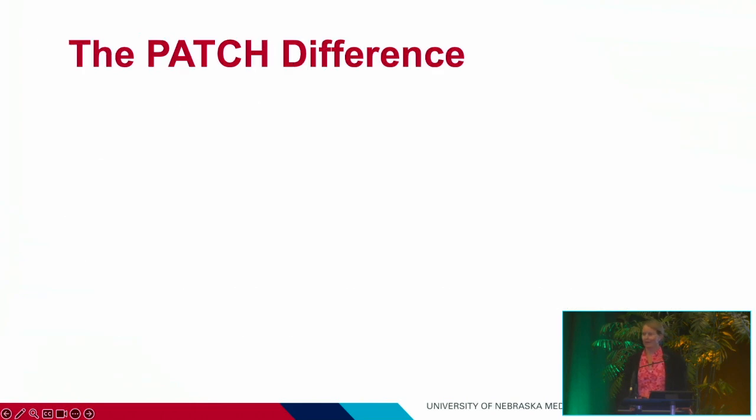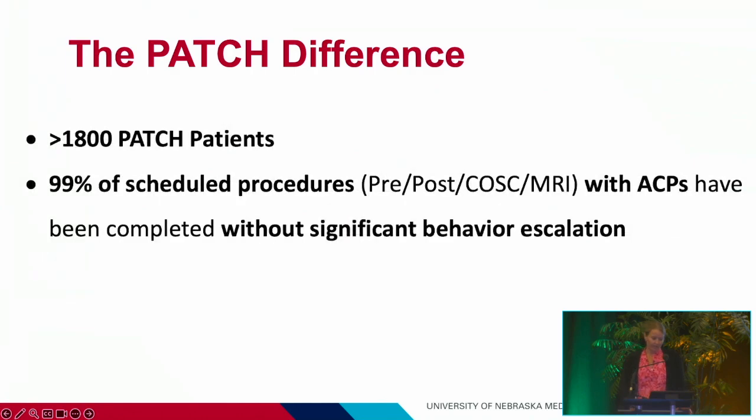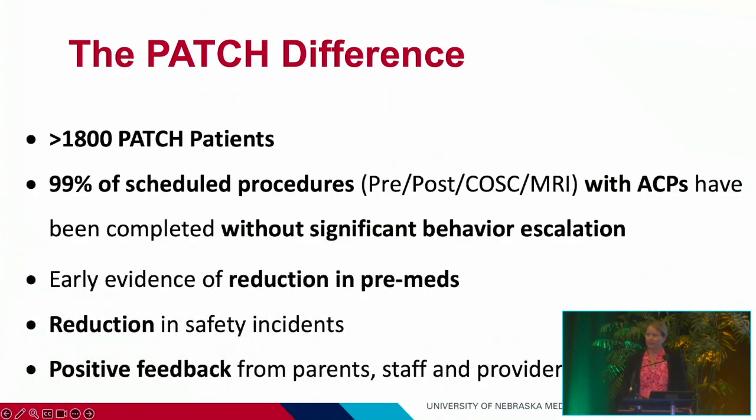So what difference has this program made? We've taken care of over 1,800 patients on the PATCH program at our hospital. 99% of scheduled procedures with adaptive care plans have been completed without significant behavior escalation. Early evidence shows a reduction in pre-meds. I think we've definitely seen a reduction in IM ketamine, which was kind of our standard for any patient that was autistic and larger. We've had a reduction in safety incidents, less call for security backup for restraints in the preoperative area and recovery. And we've had really positive feedback from parents, staff, and providers.